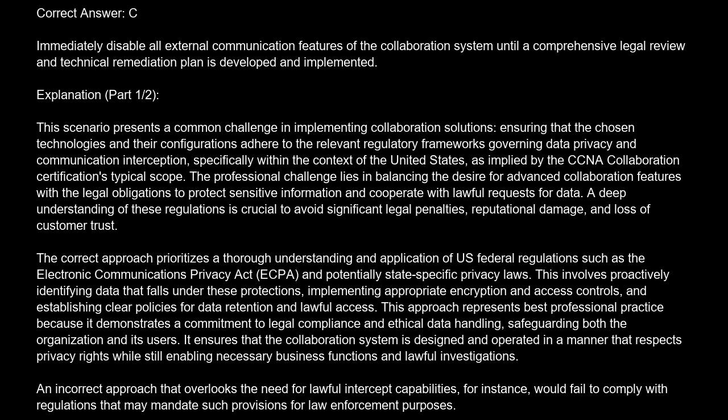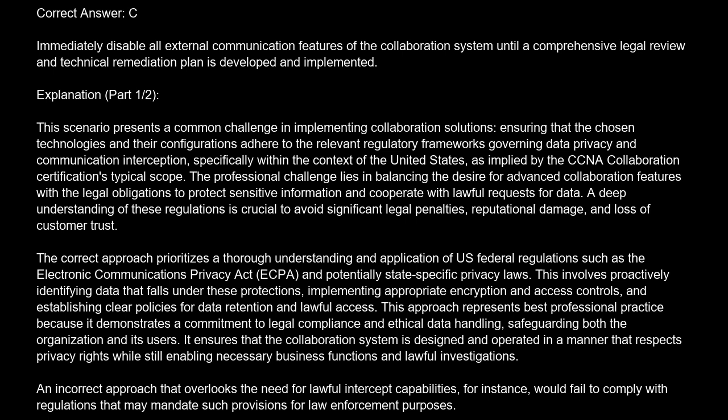governing data privacy and communication interception, specifically within the context of the United States, as implied by the CCNA collaboration certification's typical scope. The professional challenge lies in balancing the desire for advanced collaboration features with the legal obligations to protect sensitive information and cooperate with lawful requests for data. A deep understanding of these regulations is crucial to avoid significant legal penalties, reputational damage, and loss of customer trust.